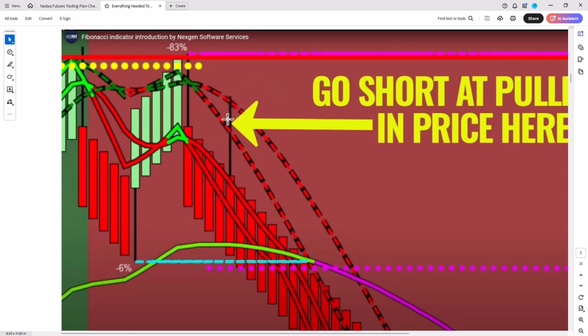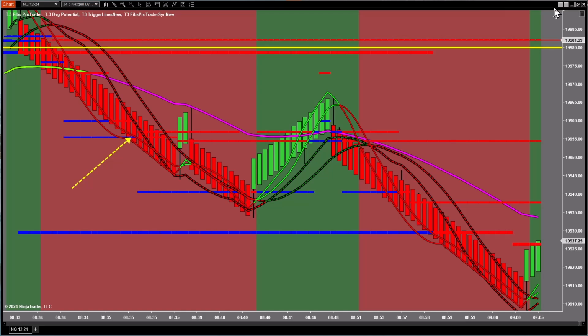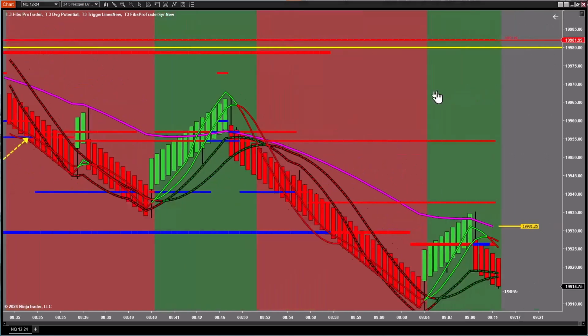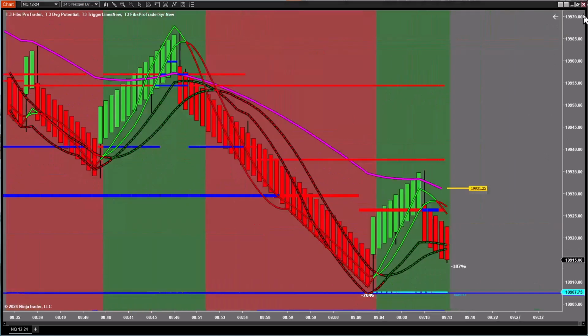And then during this pullback, you're looking for an opportunity to go short to take the market to the downside. Does that make sense? So think of it as fib hold, good top, strong triggers, nothing in the way from your entry area. And that's where we want to end up going short.